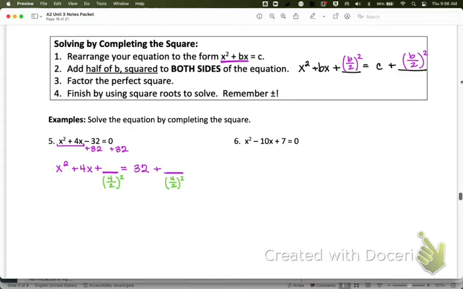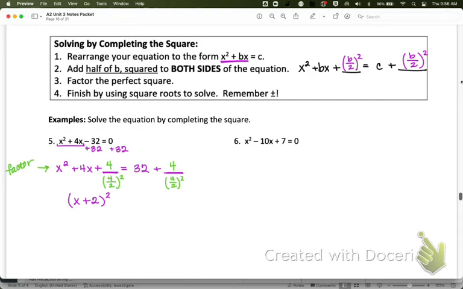Half of 4 is 2, and 2 squared is 4. So that's what we're going to add on both sides. Now on the left side, we want to factor that, and it should always be a perfect square. That's the point. So this is going to factor to x plus 2 squared.